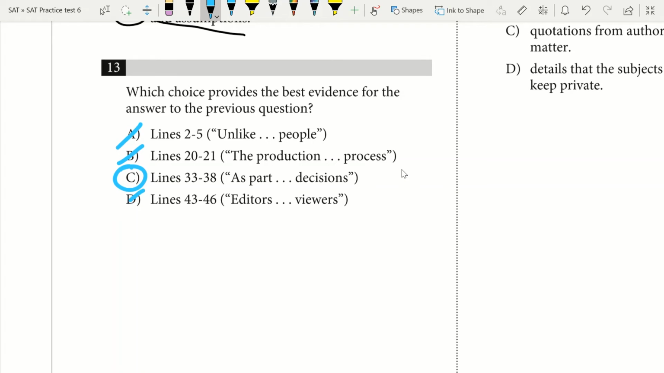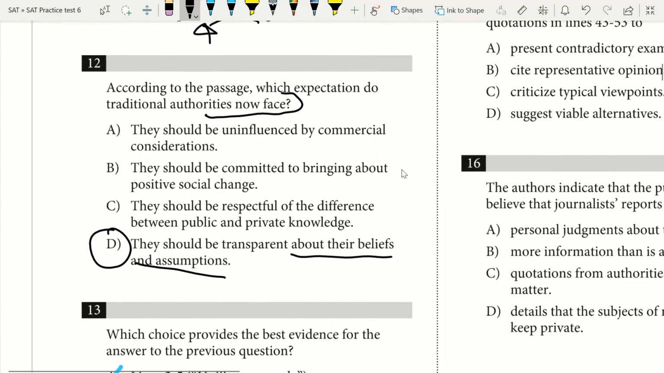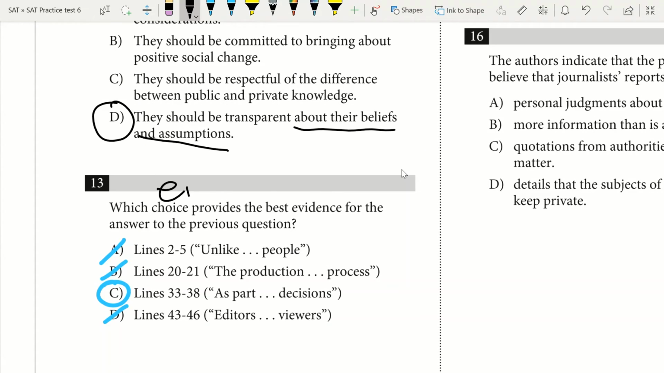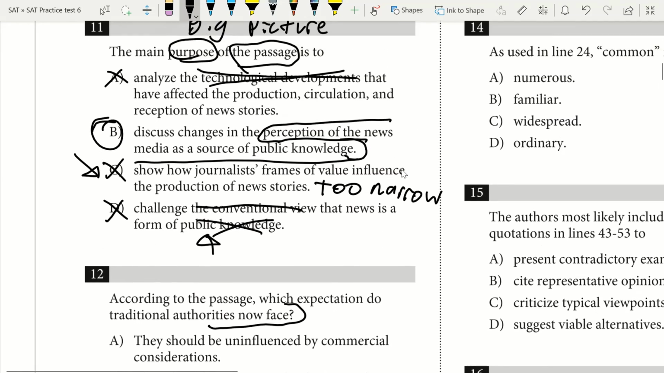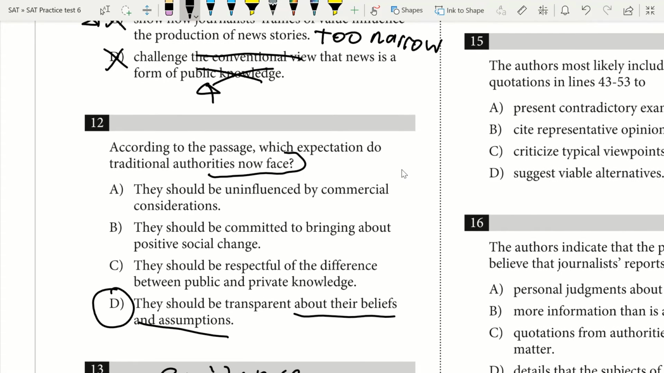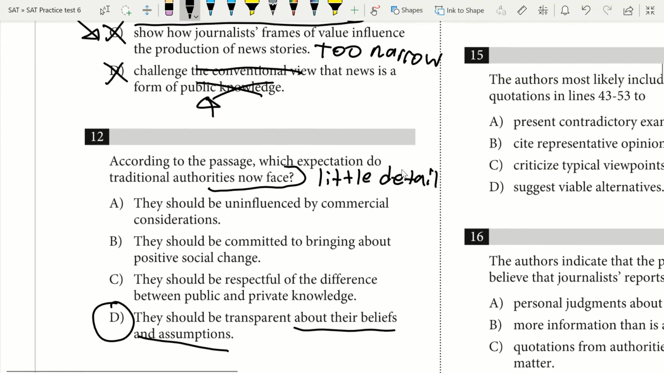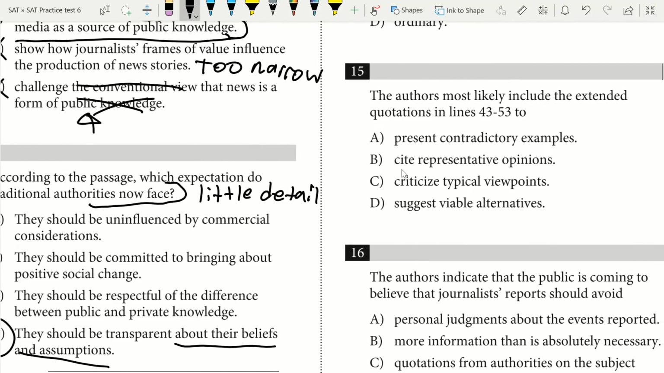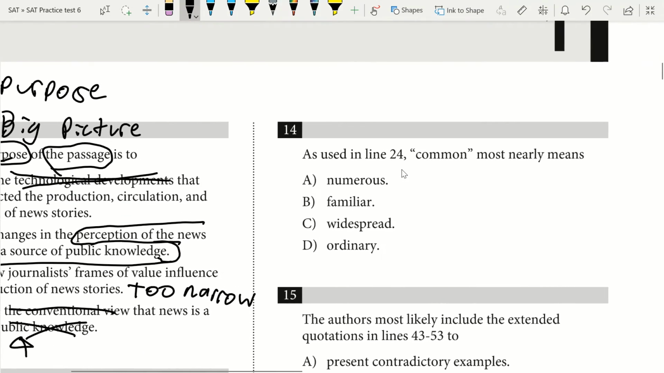So C for 13. All right, now we got question 14. I'm going to switch back to my black pen real quick. As far as question types, I'll just quickly touch on that. 13 is obviously an evidence question, just supporting your answer with evidence. 12, which expectation do traditional authorities now face? This one's pretty much a little detailed question. You just had to go back and find that. That was in paragraph, whatever paragraph, 36 through 38, just finding that detail in there that they need more transparency.